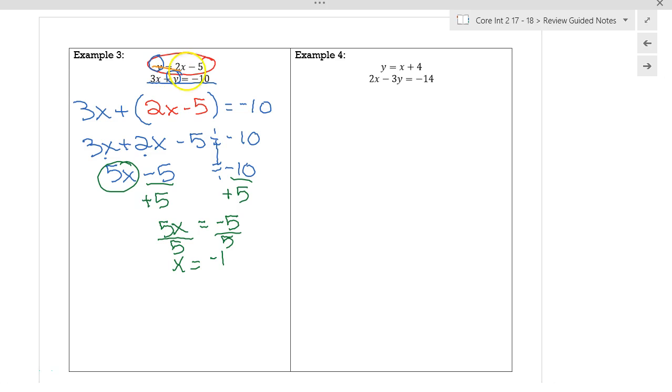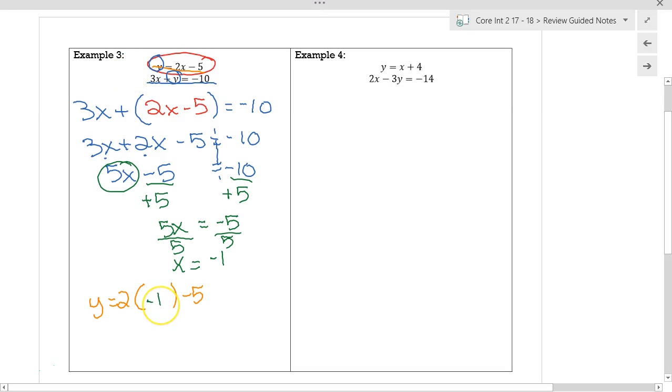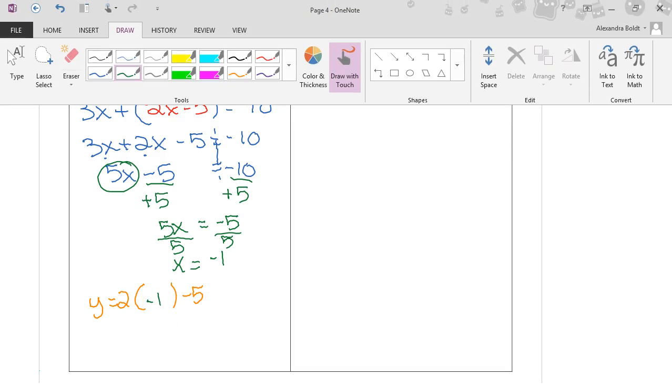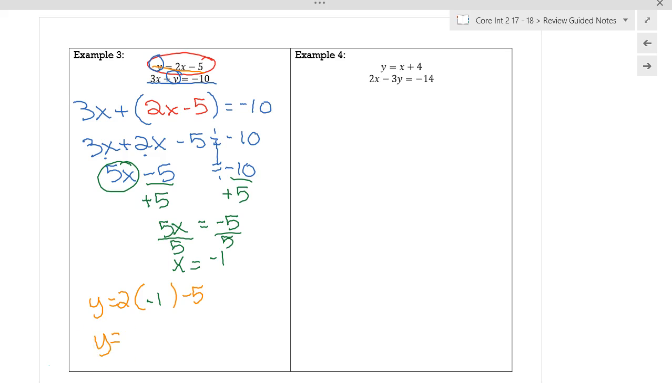Then I need to plug it back into this equation. Y equals 2 times something minus 5. That something is negative 1. It is helpful to try and practice some of your mental math, but you can also plug things into a calculator. I can plug this exactly how it looks into my calculator. But again, practice your mental math. 2 times negative 1 is simply negative 2. And then minus 5, well, negative 2 minus 5 would be negative 7.